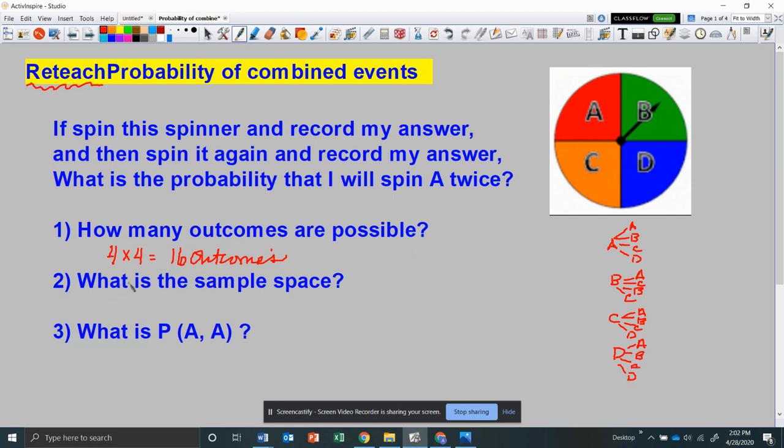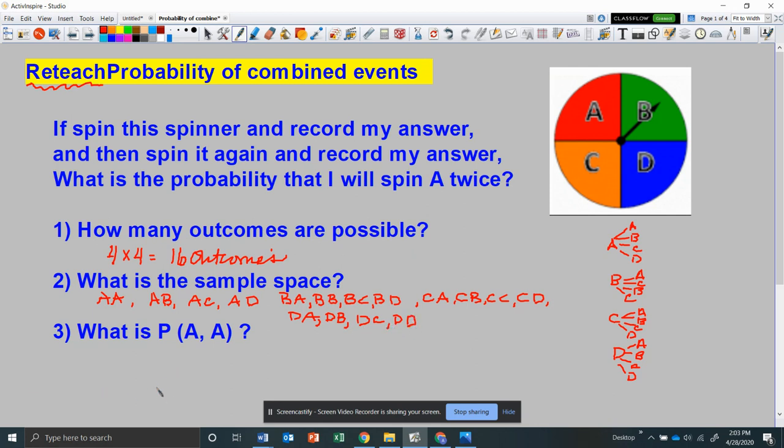So my combinations, my sample space would be I could spin an A and then an A. I could spin an A and then a B, A, C, A, D. I could do B, A, B, B, B, C, B, D, C, A, C, B, C, C, C, D, and then D, A, D, B, D, C, and D, D. So you should be able to see the 16 different outcomes here. Let me separate them by commas.